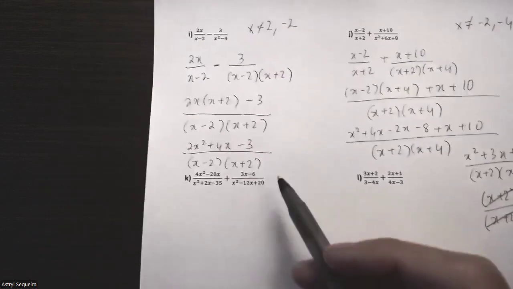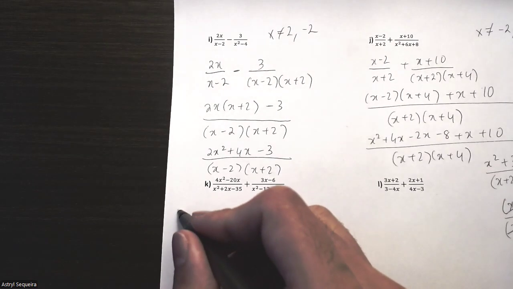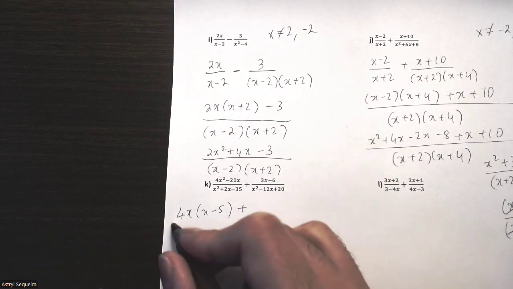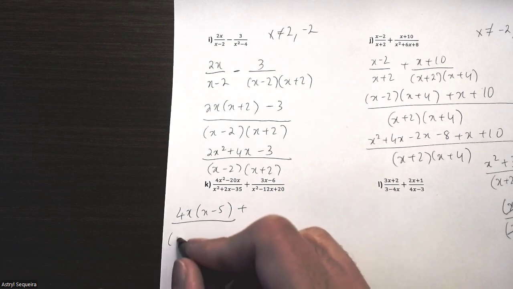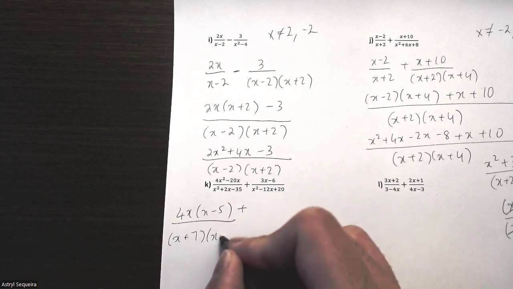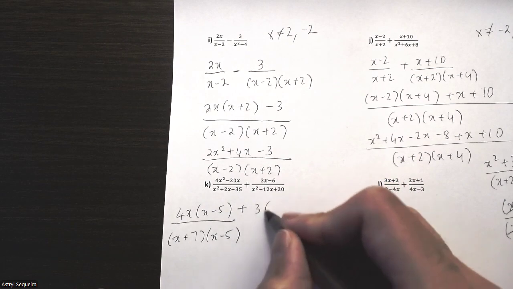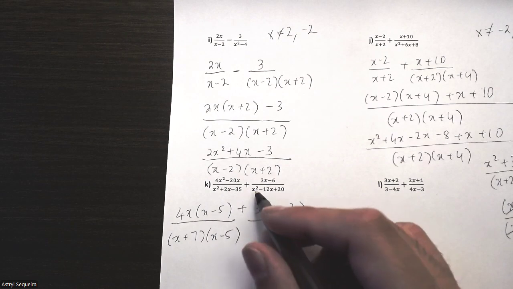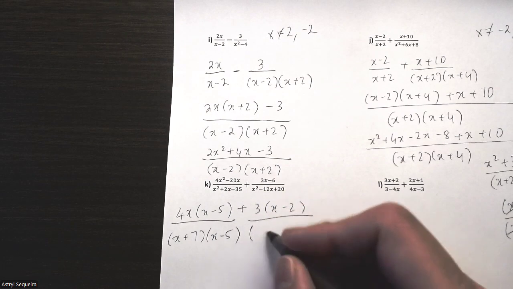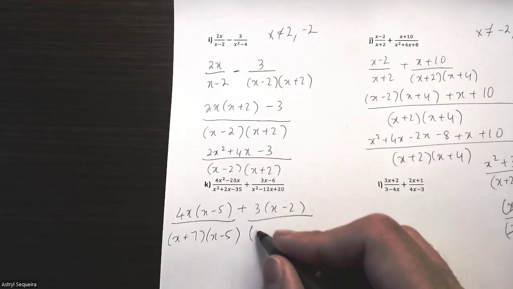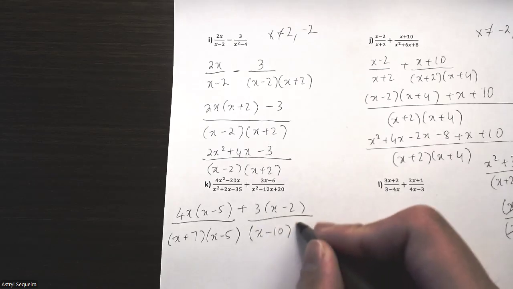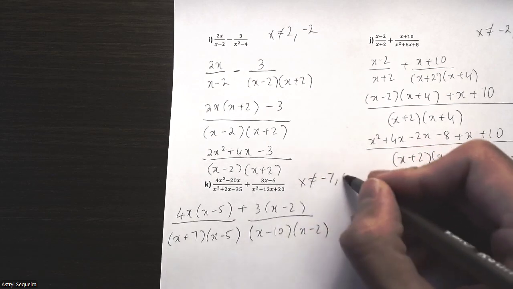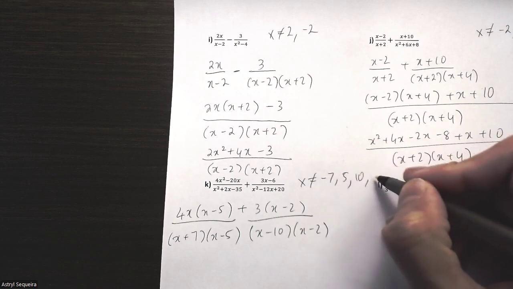All right, let's go to this one over here. Again, I'm factoring in my first step, so common factor. Bottom is a simple trinomial. Common factor here again. And bottom is a simple trinomial again. I'll state restrictions next. So x cannot equal -7, 5, 10, and 2.